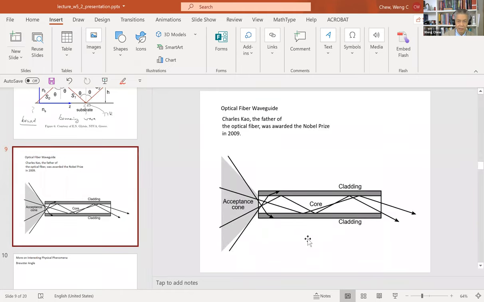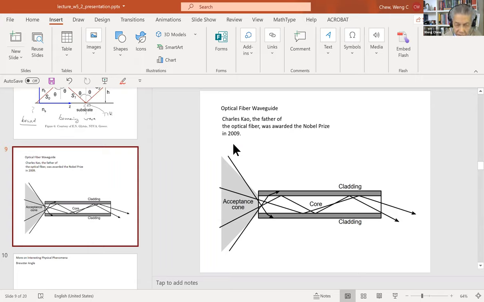Another thing that you can do is to make an optical fiber. If you make the refractive index of the fiber such that the core is optically more dense than the cladding, then there will be total internal reflection happening at this interface, and the light wave will be bound to the core of this fiber. It can travel long distances with very little loss, okay? So Charles Kao, who invented the optical fiber, I think he did the work in the 1970s or 80s, and then he was awarded the Nobel Prize in 2009 for inventing this optical fiber.